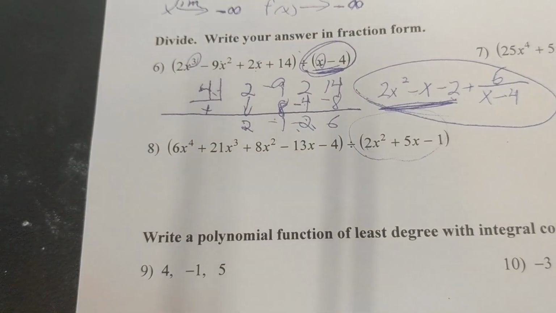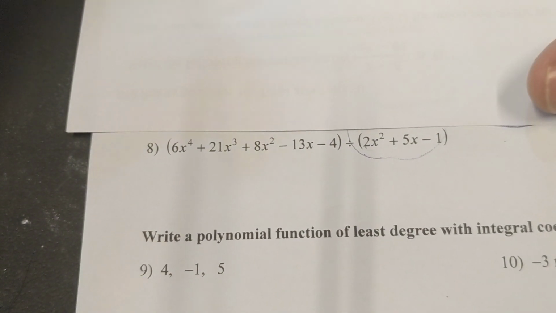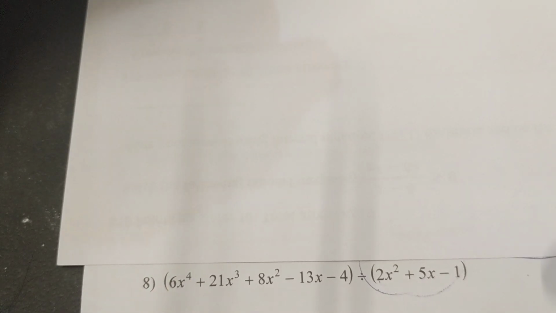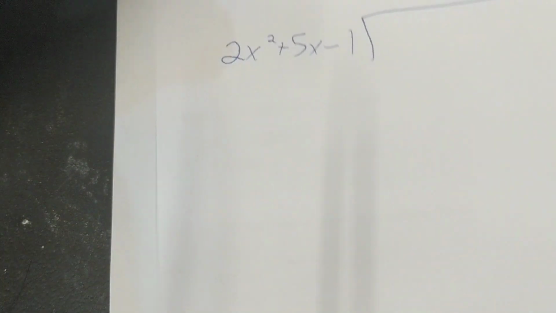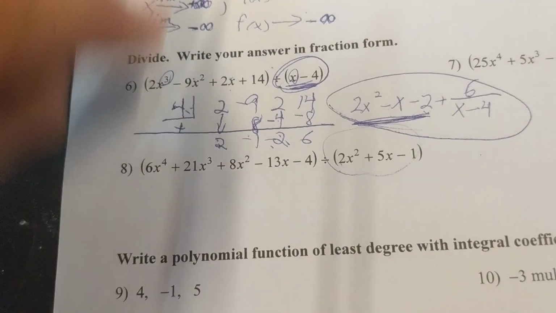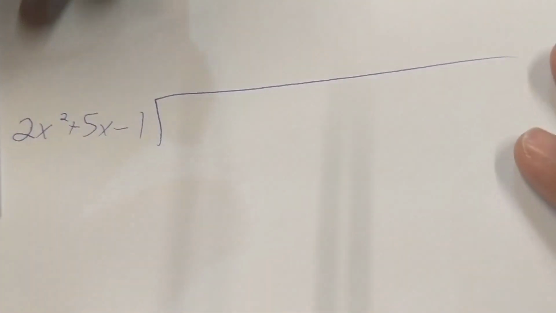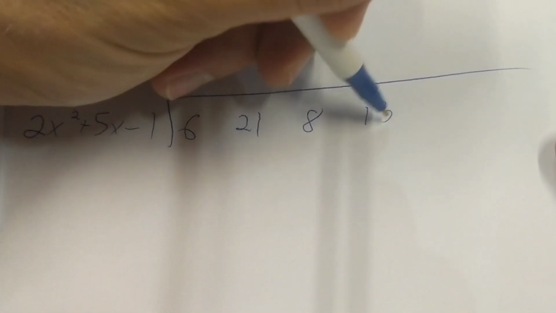We're going to try and do this by long division. But that's a big old mess, so check this out. Okay, 2x squared plus 5x minus 1 is the outside part, so we'll shove it on the outside, and then on the inside is the rest. That's 6, 21, 8, minus 13, minus 4. Okay, we have 6, 21, 8, 13, 4.